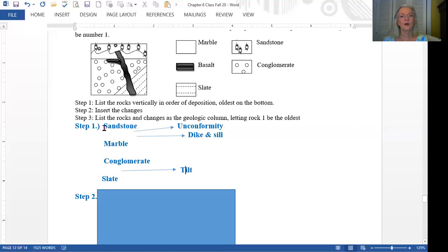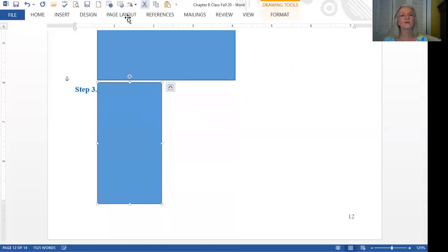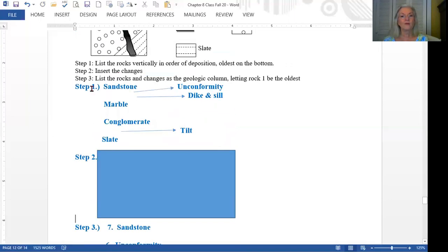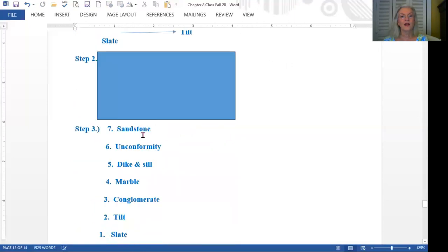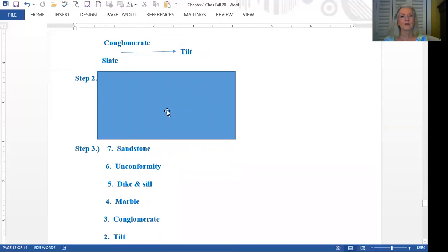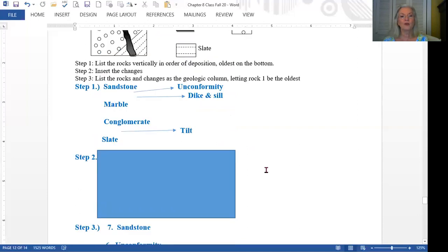Or if you want to go the other way around, you can say we'll start with sandstone at the top, unconformity, dike and sill, marble, conglomerate, tilt, and slate. And that is our step 3. And that's what we did. You should be able to match up this with our final configuration down here. The missing thing under the blue box is where I actually showed this. I wasn't sure if I was going to draw it for you in real time or not.